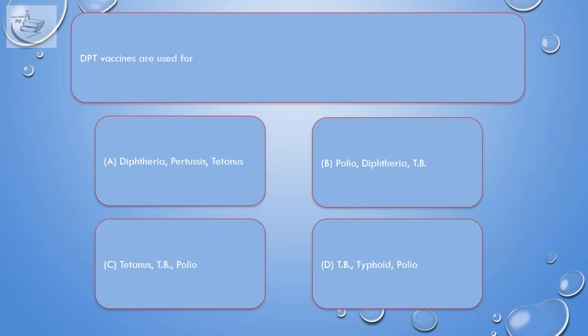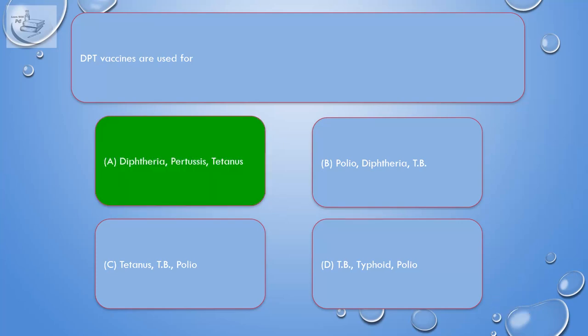Question: DPT vaccines are used for A. diphtheria, pertussis, tetanus, B. polio, diphtheria, TB, C. tetanus, TB, polio, D. TB, typhoid, polio. Correct answer is A. diphtheria, pertussis, tetanus.